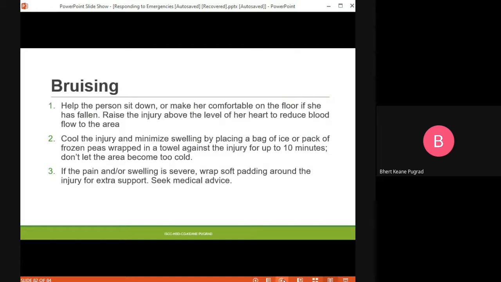You need to position the patient in a sitting down position, or make her comfortable on the floor. Raise the injury above the level of the heart to reduce the blood flow in the area, para hindi na mag-accumulate pa yung dugo doon at walang masyadong pantal. You need also to hold the injury to minimize the swelling with the use of your ice pack, okay? And apply it for at least 10 minutes, okay? But don't let the area become too cold.